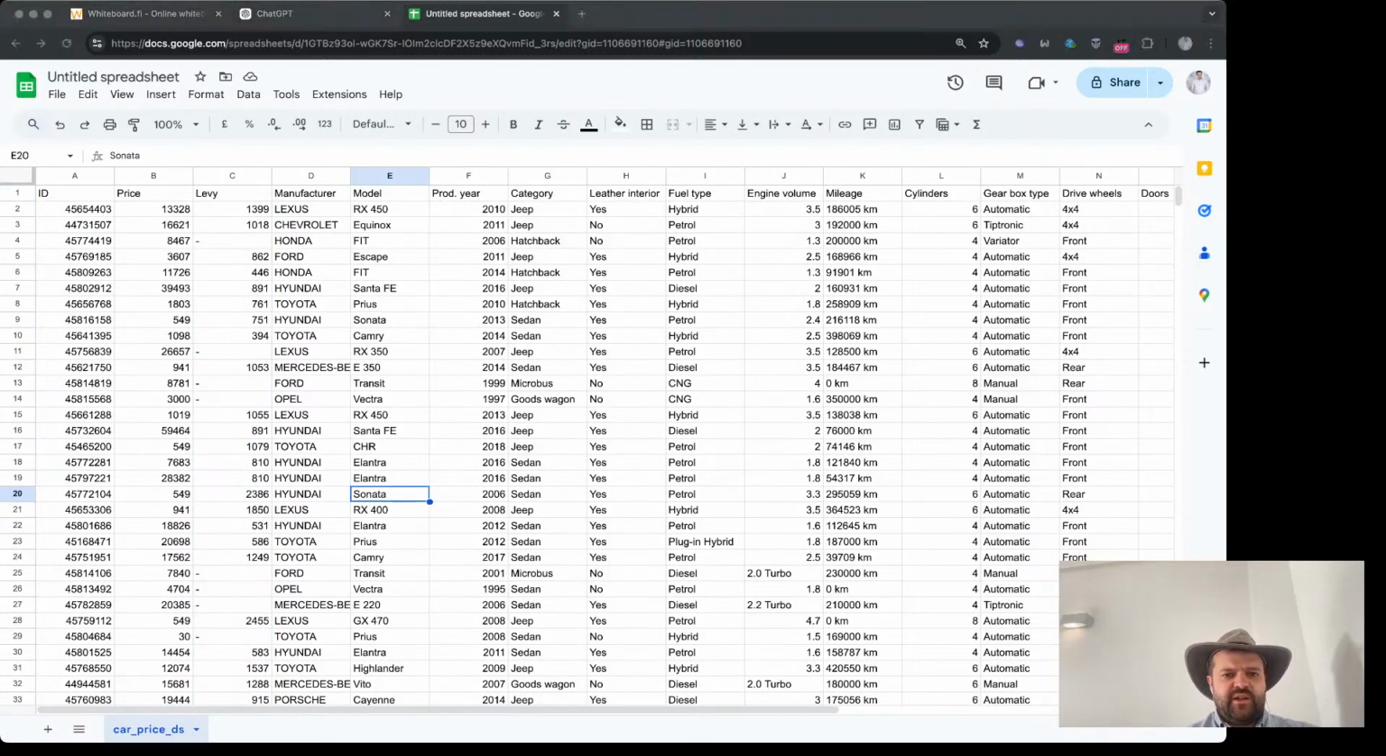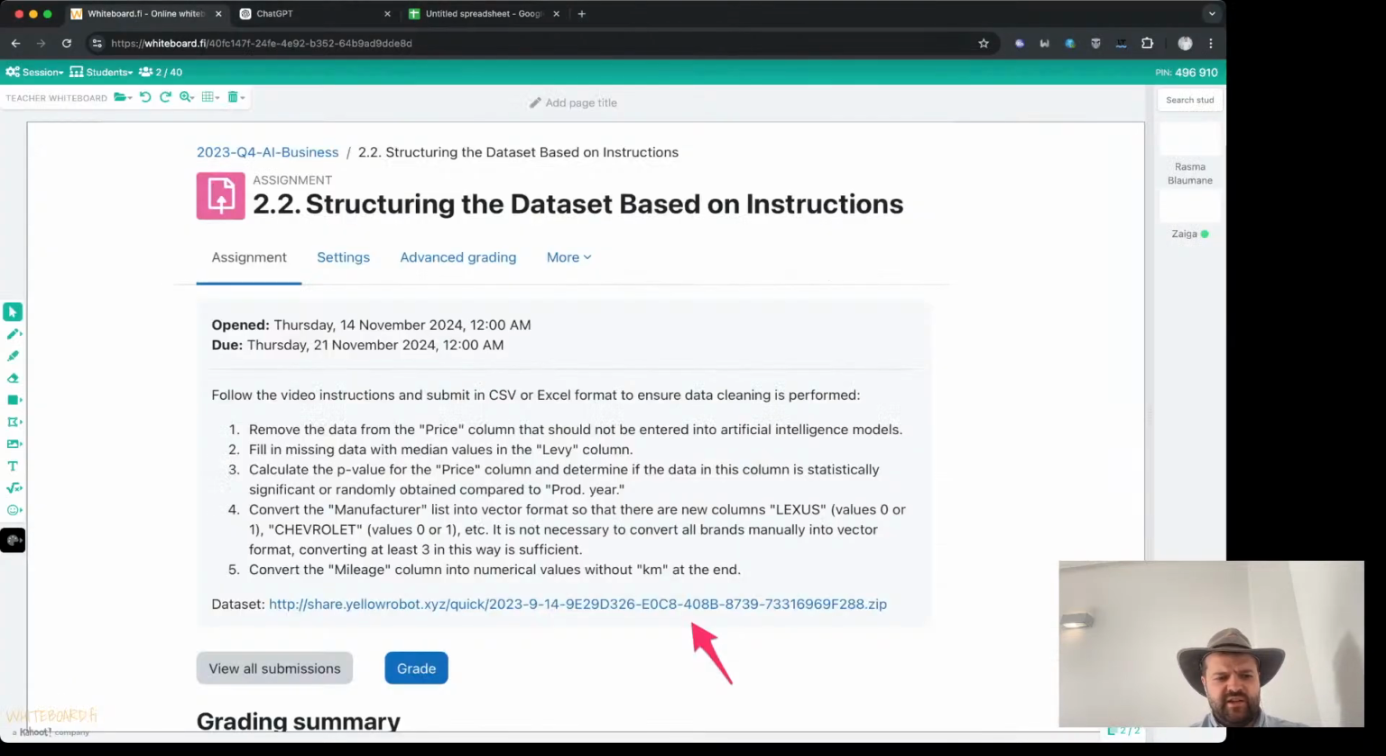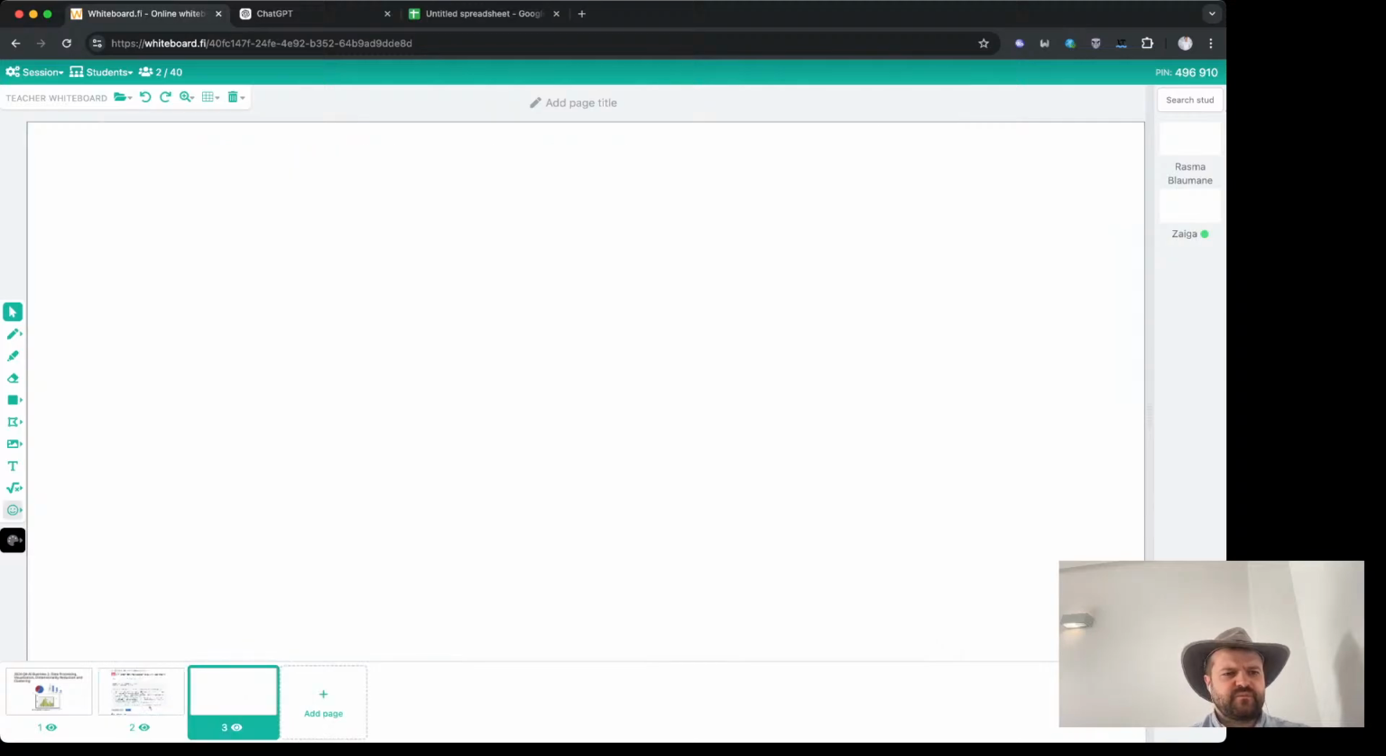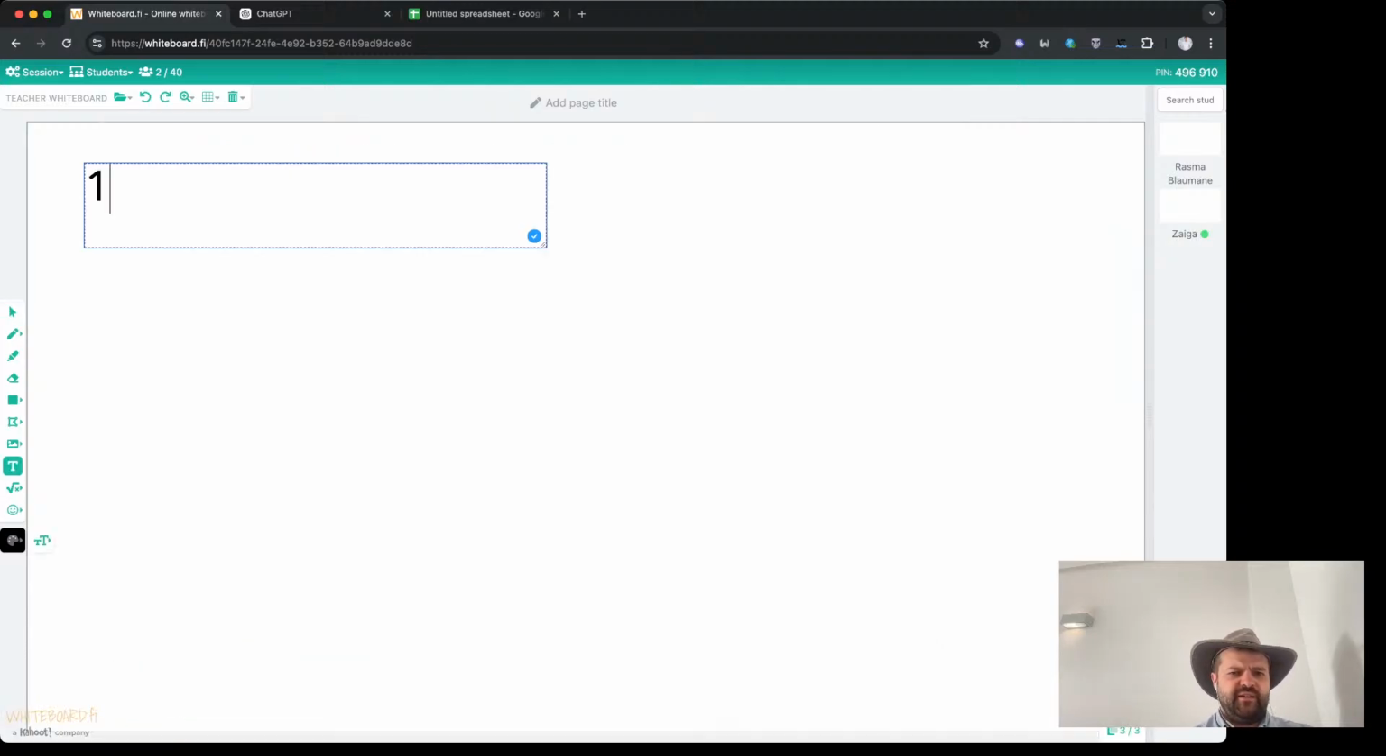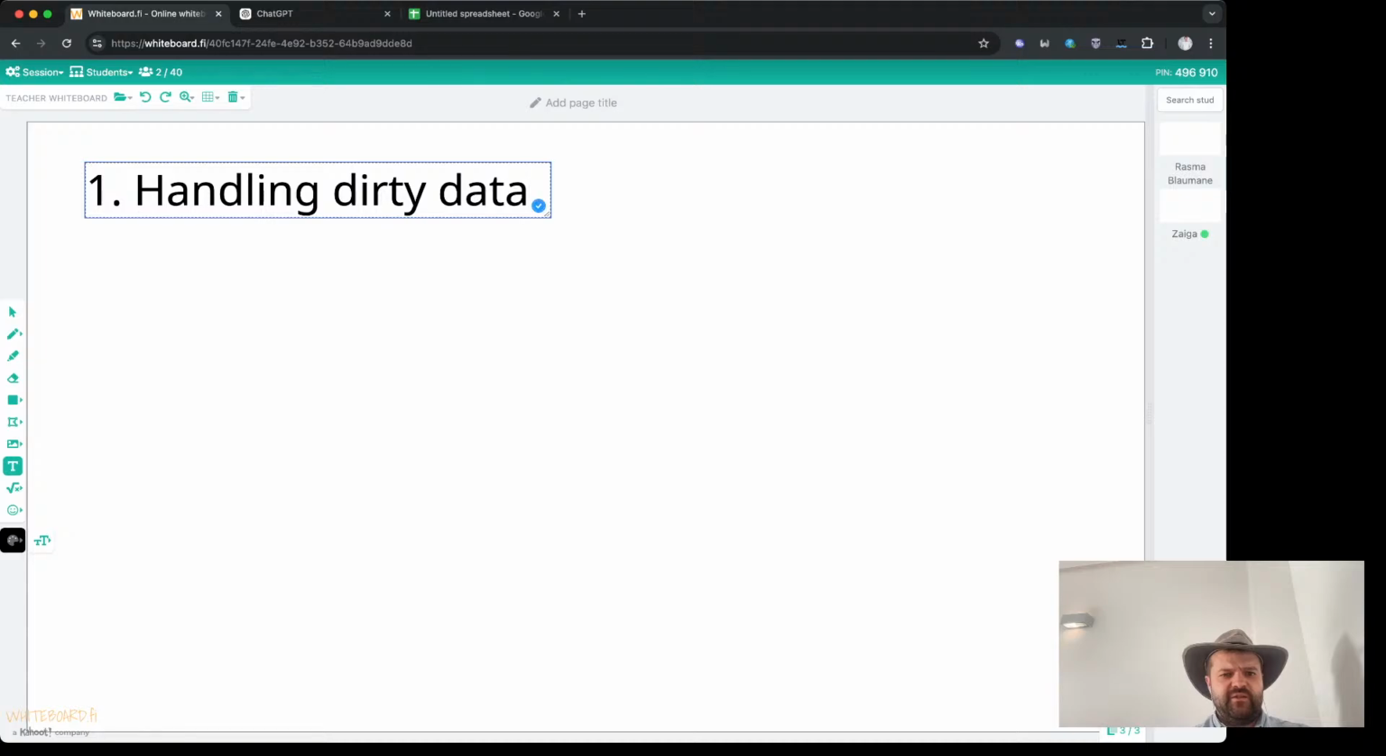Okay, so I have a list of things I want to do. So first, let's start by first handling, let's write this, the first step for our data processing journey. This will be handling dirty data and feature engineering. What does feature mean?